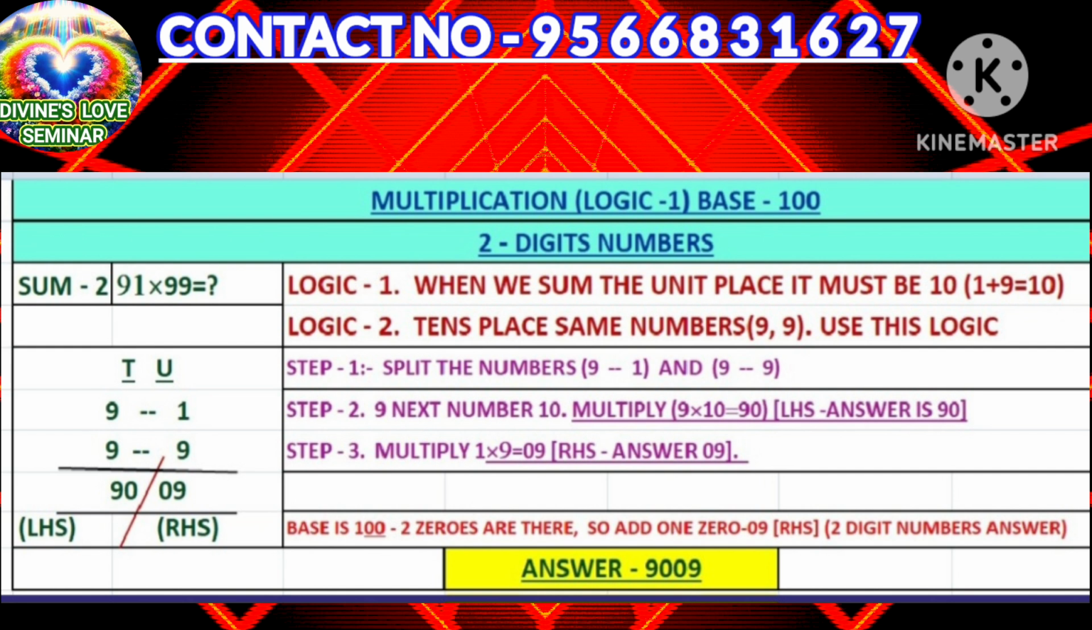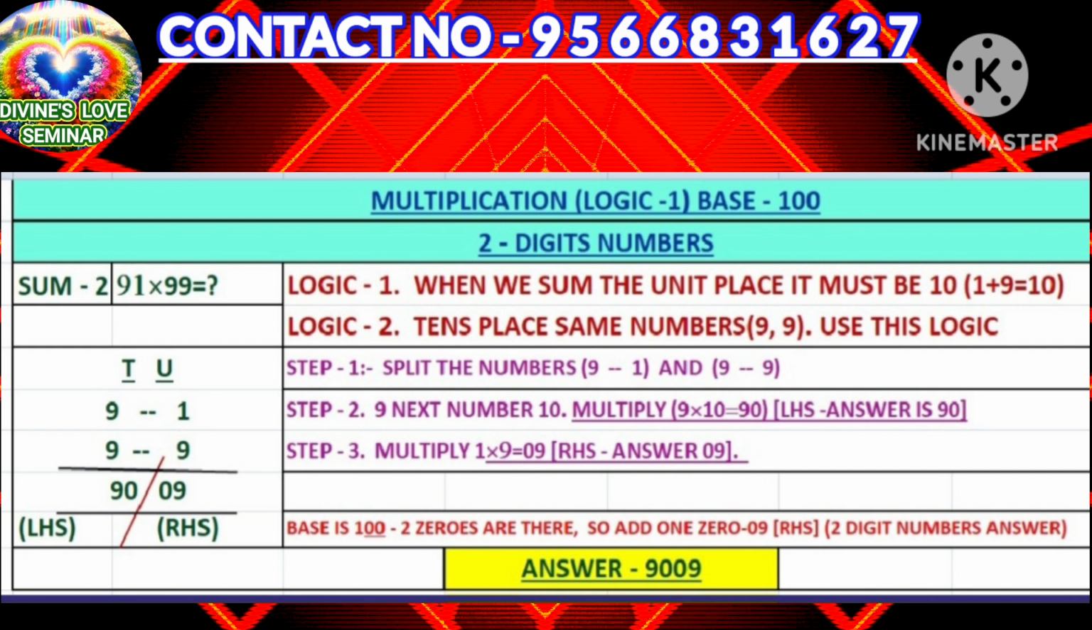Now I'll teach you. Logic 1: when we sum the unit place numbers, that is 1 plus 9. See the image. The unit place numbers are 1 and 9. 1 plus 9 is equal to 10. Logic 2: the tens place number is 9, the same number. So what do you have to do? We should multiply it with the next number.